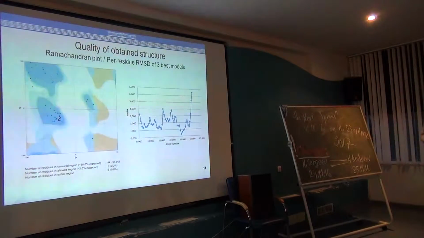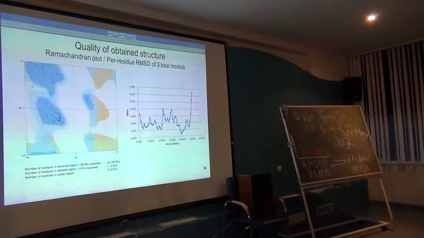So you can see that there is one residue lying in the allowed zone and others are lying in the most favored zone. Additionally, we evaluated a root mean square deviation for the 3 best structures, and it's clearly seen its mean value is equal to 3 angstroms. So these facts proved the good quality of our structure.